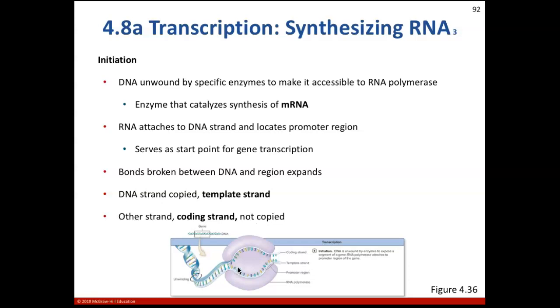And RNA polymerase is going to attach to the DNA strand here and locate the promoter region. So this promoter region really helps create a start point for that mRNA strand to start. Bonds are going to be broken between DNA and the region will expand in order for this to happen. Our DNA strand is going to be copied, and we will have that serve as our template strand. The other strand will be our coding strand that is not copied. You can see that coding strand over here.